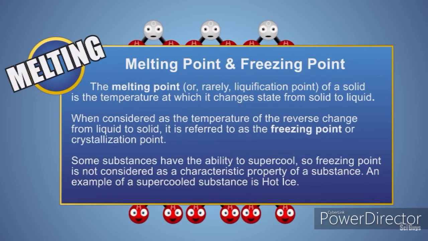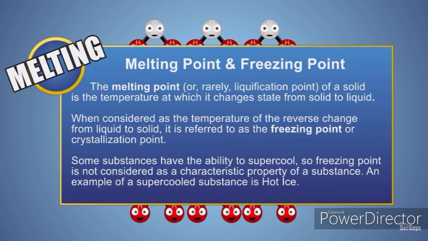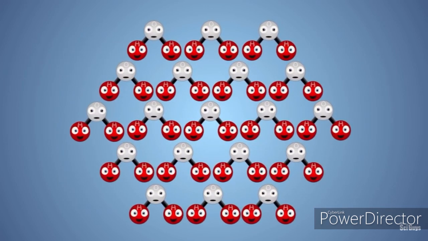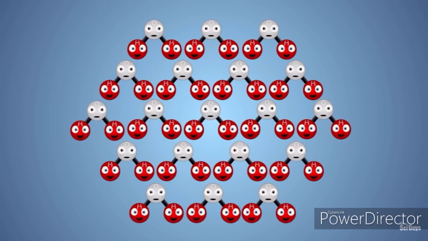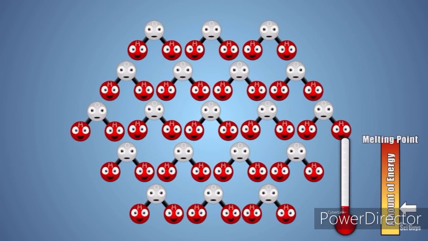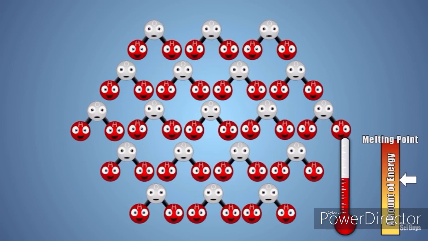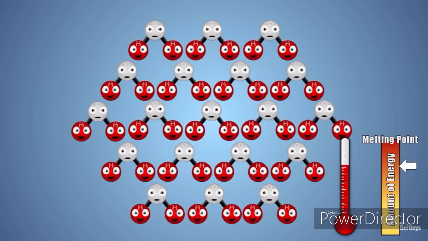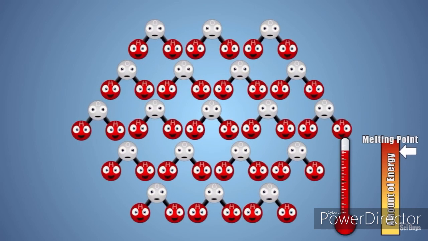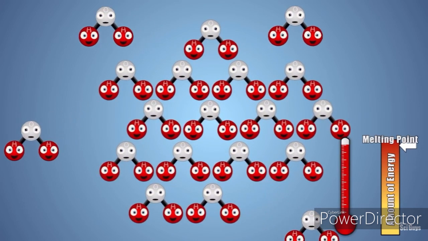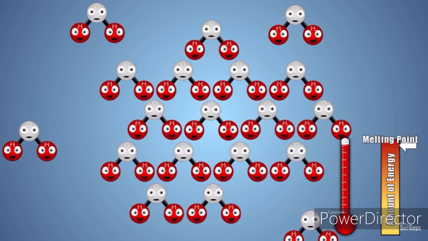First, we need to look at what a melting point is and what happens during melting. The melting point of a substance is the temperature at which the change in state from a solid to liquid begins. When a substance is in its solid state, its molecules are tightly packed together. When we increase the temperature of a substance, we're adding energy in the form of heat. Once the amount of energy added to our substance equals the substance's melting point, the molecules with enough energy begin to spread apart and transition from a solid state to a liquid state.